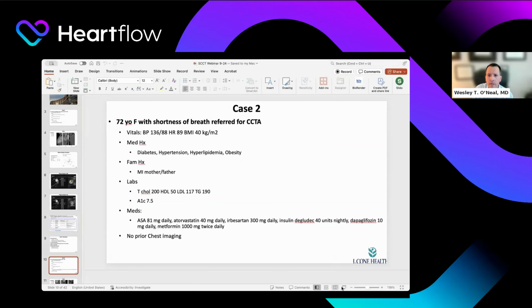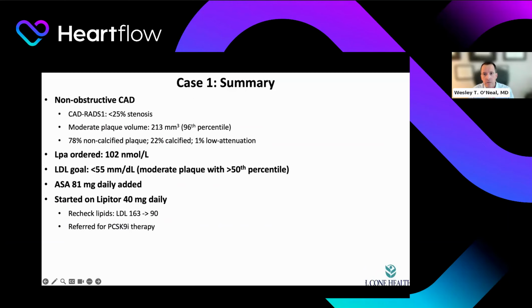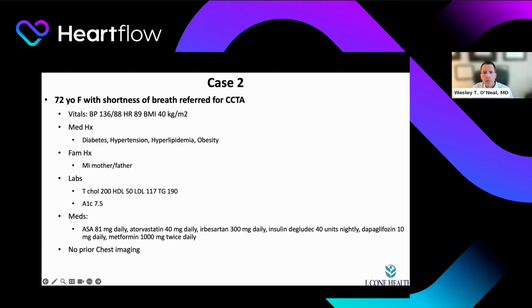All right. So this is case two. This was a 72-year-old female with symptoms of shortness of breath, actually referred for coronary CTA. This case is interesting because this CTA was ordered through our primary care pathway at our site, where primary care physicians actually can take some ownership and order this test as well.